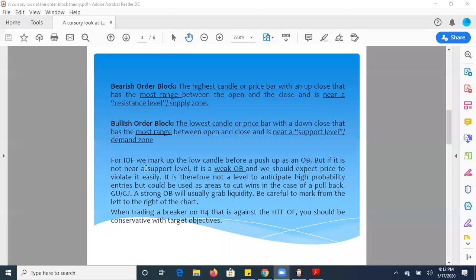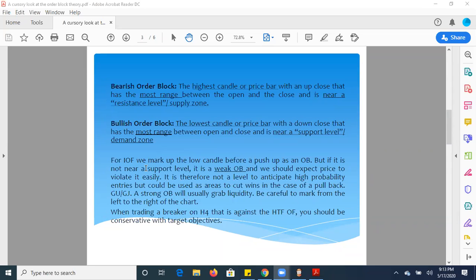for IOF, we mark up the low candle before a push up as an OB. But if it is near a support level, we consider it a weak order block. And we should expect price to violate it easily, like we saw in GU, right? It is therefore not a level to anticipate high probability entries, but could be used as areas to cut wins in the case of a pullback.